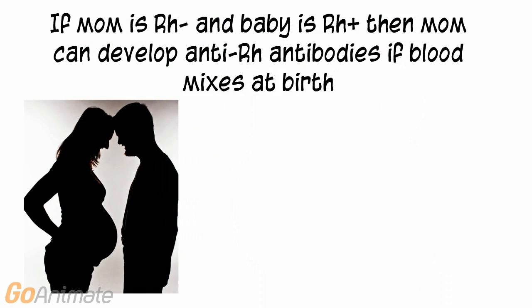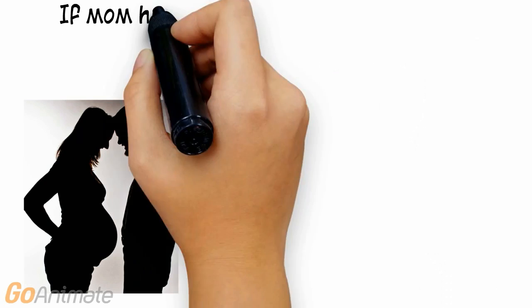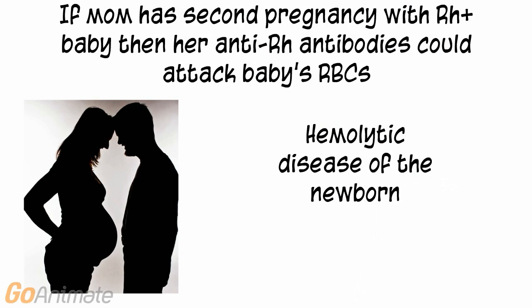This is important in pregnancy, whereby an Rh negative mom has an Rh positive baby. If the blood mixes at birth, mom can develop antibodies against Rh positive blood. So if mom has a second pregnancy with an Rh positive baby, then mom's antibodies could attack the baby's red blood cells. This is called hemolytic disease of the newborn.